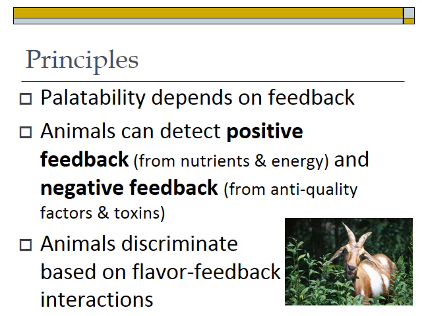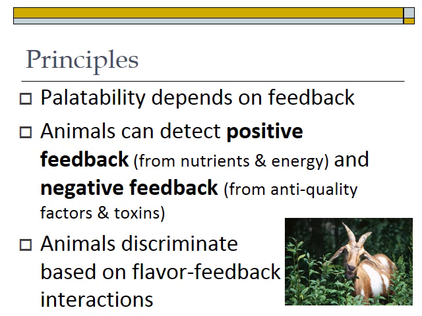Throughout this presentation, I'll try to point out some of the main principles, and here's a first set of principles. Palatability, or the attractiveness of a plant, depends on feedback. Plants are not palatable or unpalatable inherently. It's a learned characteristic about a plant that's dependent on feedback. Animals can detect positive feedback in the form of nutrients or energy, and they can also detect negative feedback that comes from anti-quality factors or toxins. So animals have this ability. And then finally, animals can discriminate among foods based on their flavor-feedback relationship, based on their expected feedback from eating a food. So, three principles.